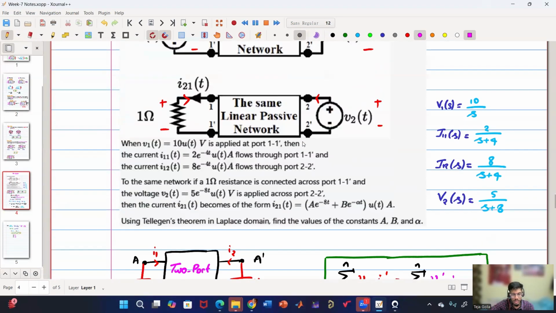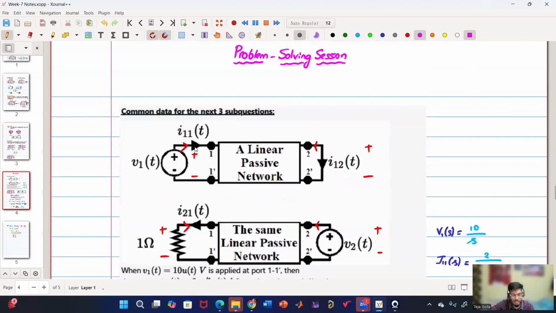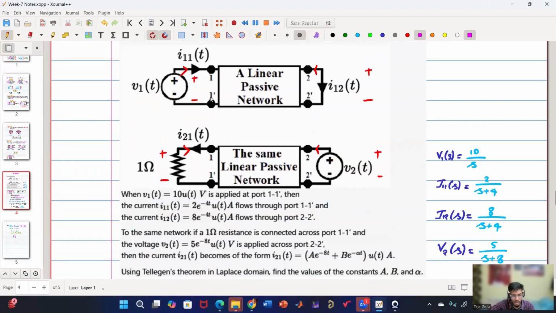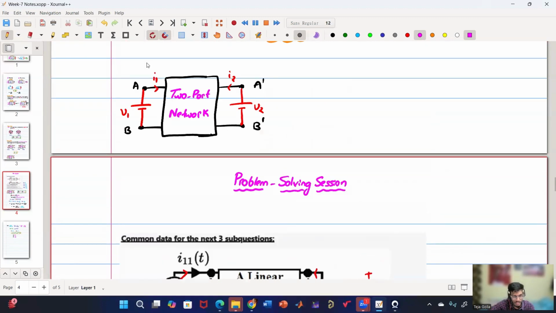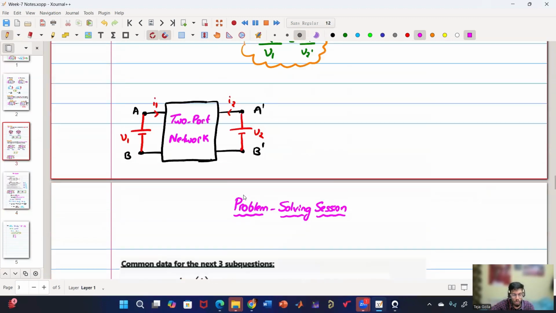So we know that Tellegen's theorem says the voltage of the first network is multiplied by the current of the second network, but polarity should be the same when you are solving the circuit. So I have considered this polarity because it is looking like a two-port network. So currents are entering and voltage is positive at the top.